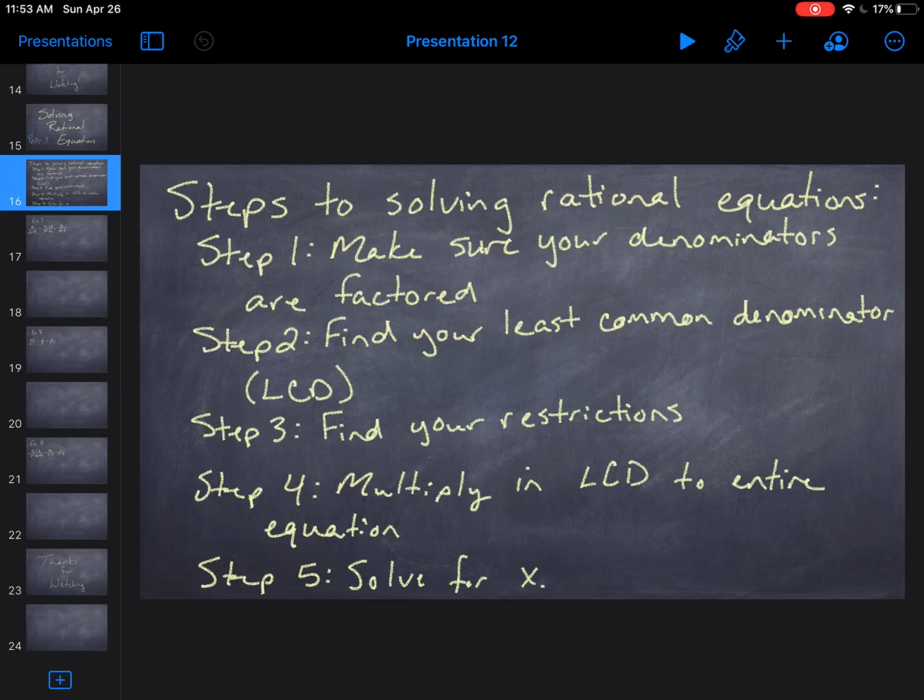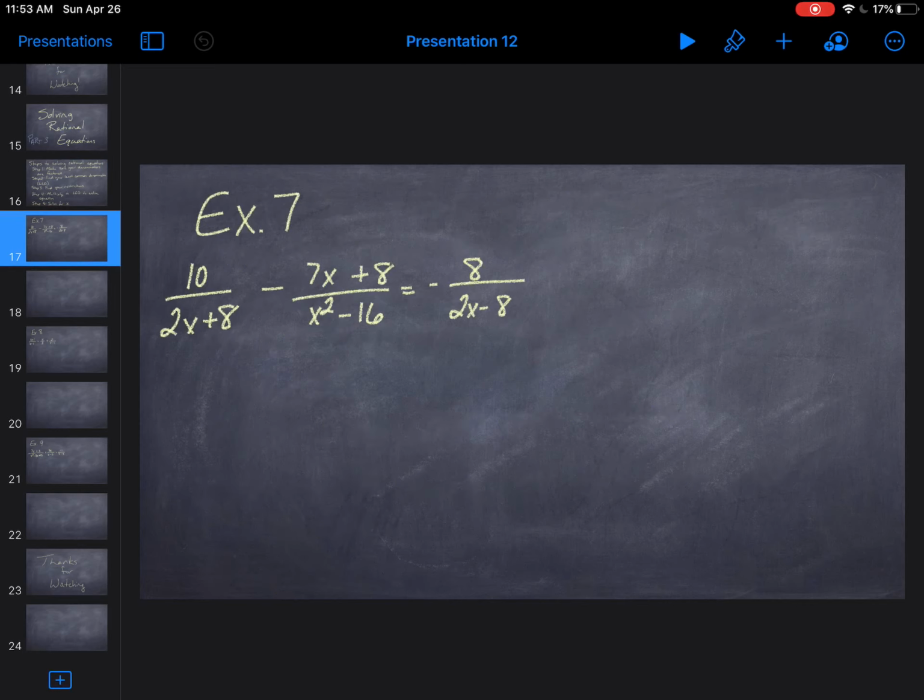Step 1, we're going to make sure our denominators are factored. Step 2, we're going to find our least common denominator, also known as the LCD. Step 3, we're going to find our restrictions. Step 4, we're going to multiply in our least common denominator to the entire equation. Step 5, we're going to solve for x.